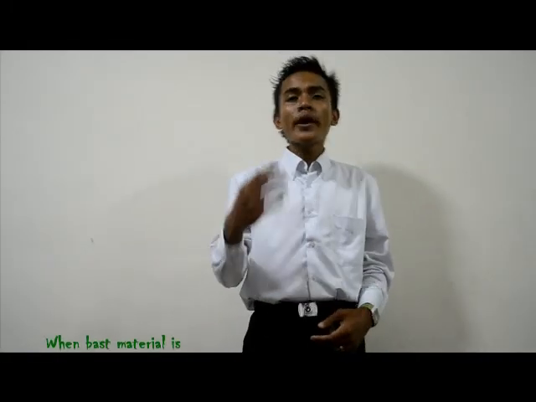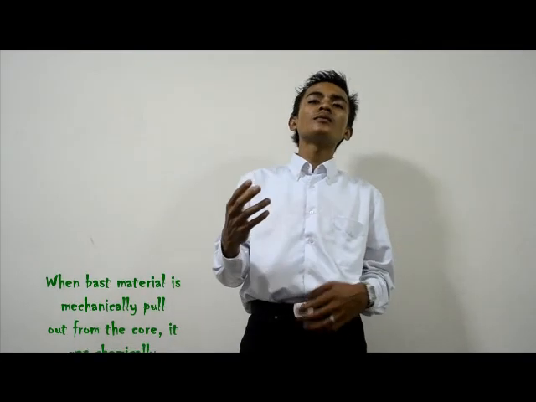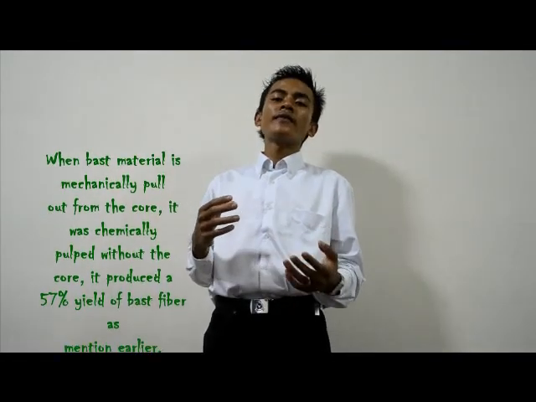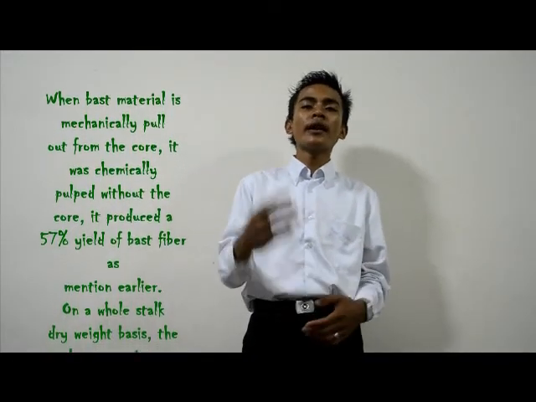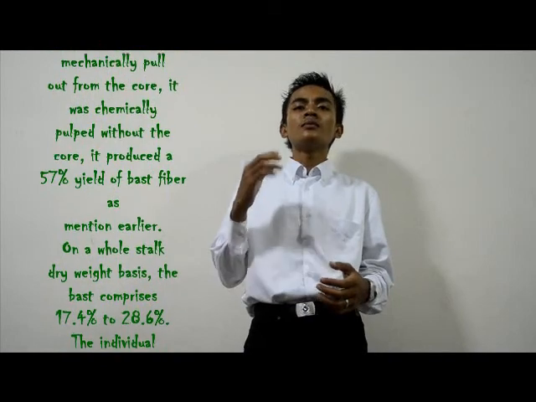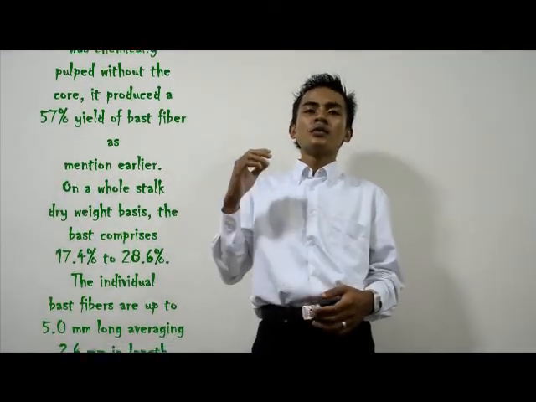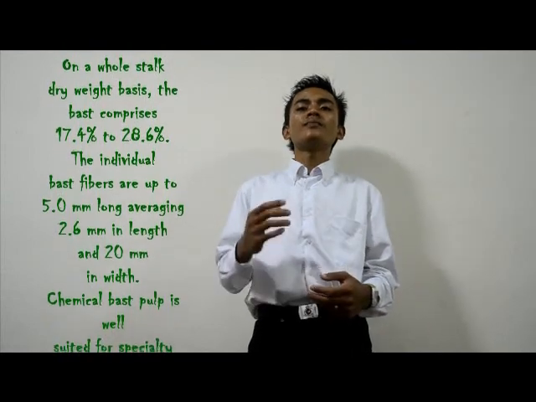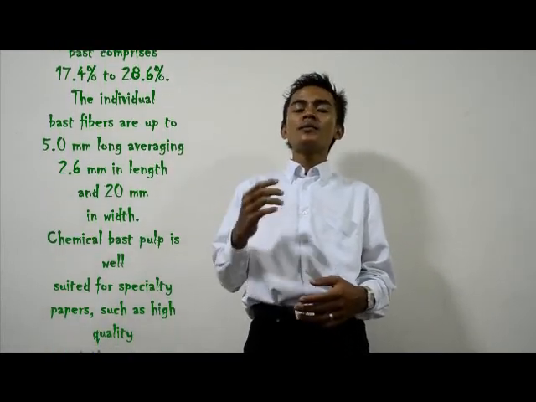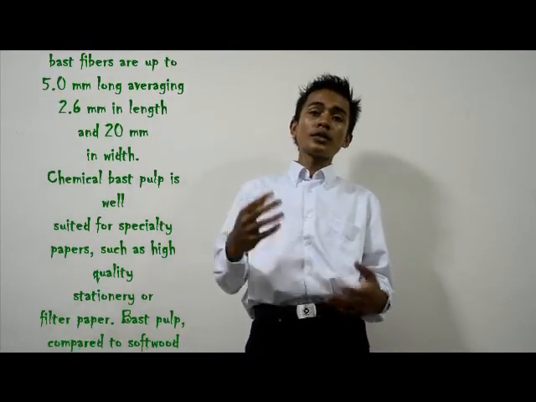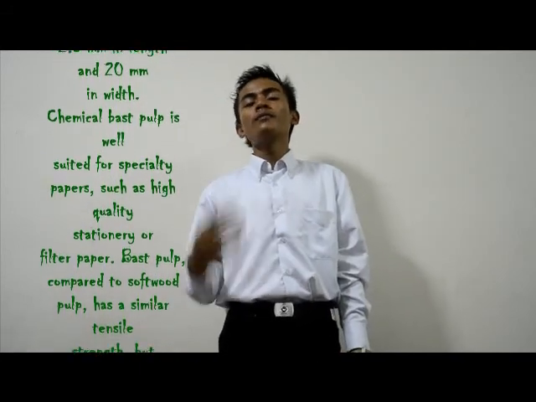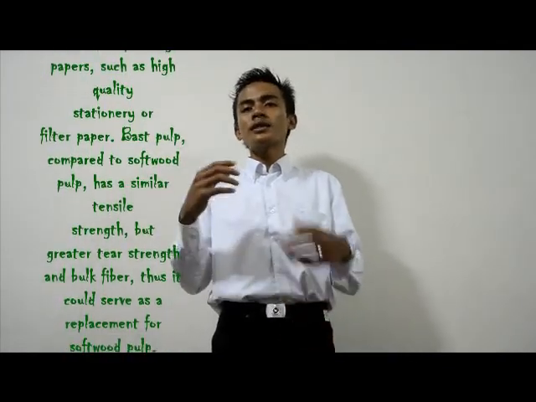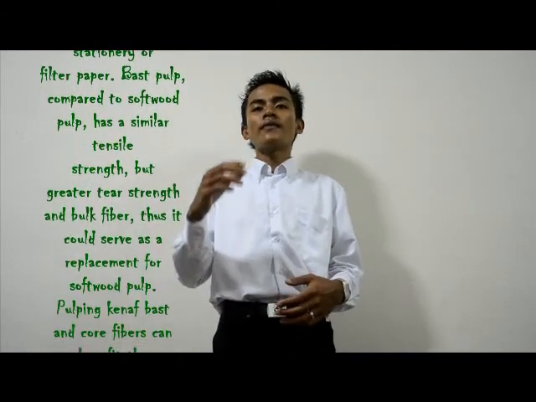For the bast fiber, when bast material is mechanically pulled out from the core into a chemical pulp without the core, it produces a 57% yield of bast fiber as mentioned earlier. On a whole stock dry weight basis, the bast comprises 70.4% to 28.6%. The individual bast fibers are up to 5.0 mm long, averaging 2.6 mm in length and 20 mm in width. Chemical bast pulp is well suited for specialty papers such as high quality stationery or filter paper.